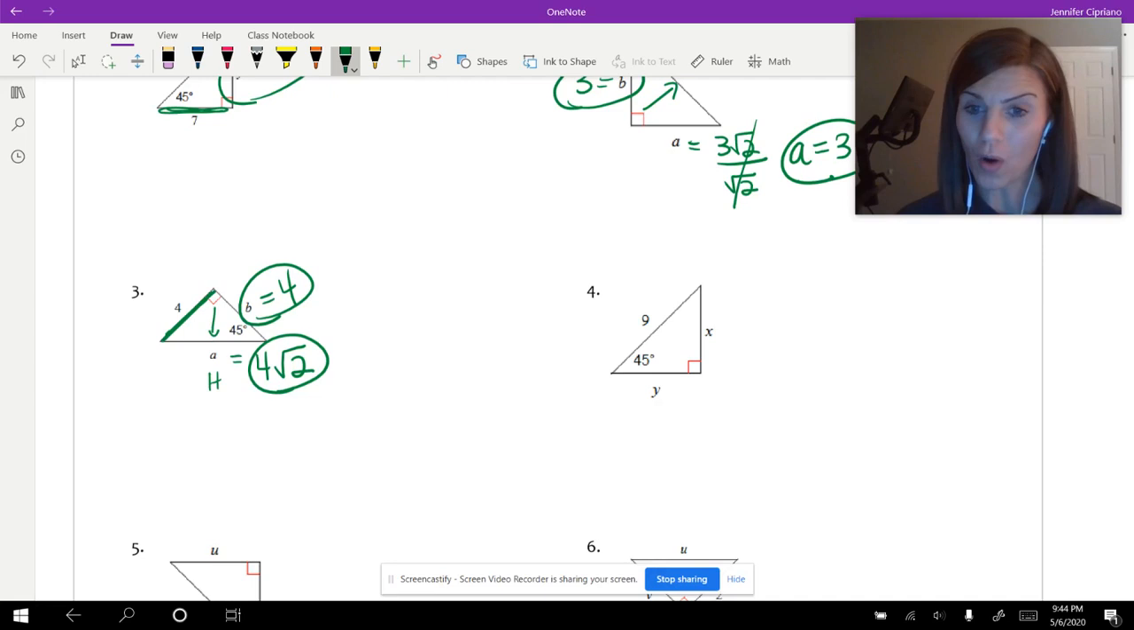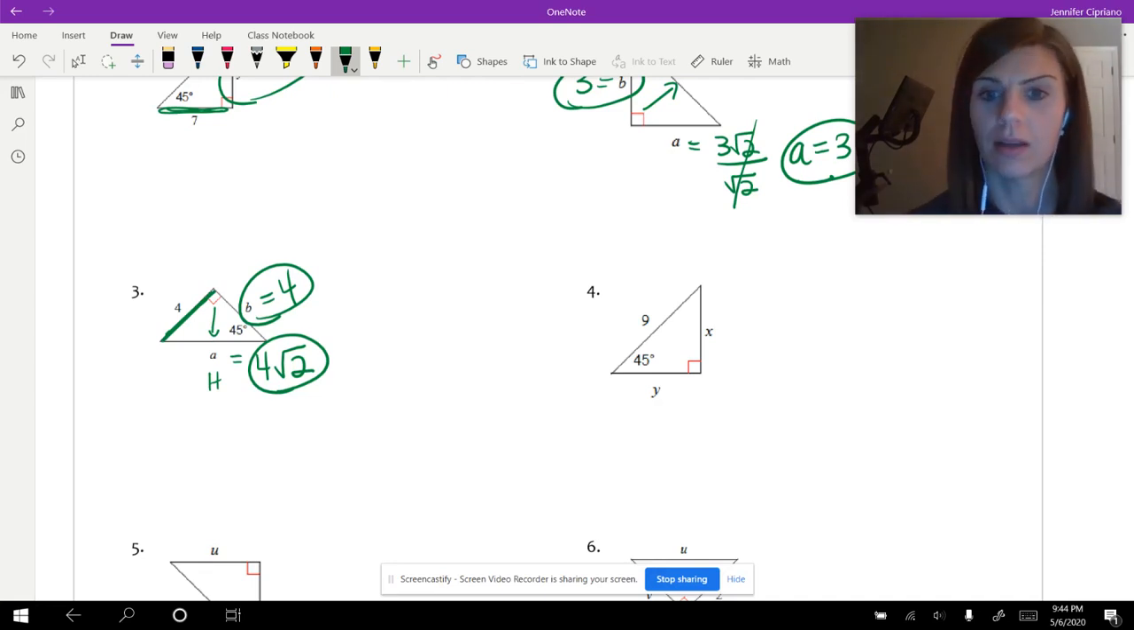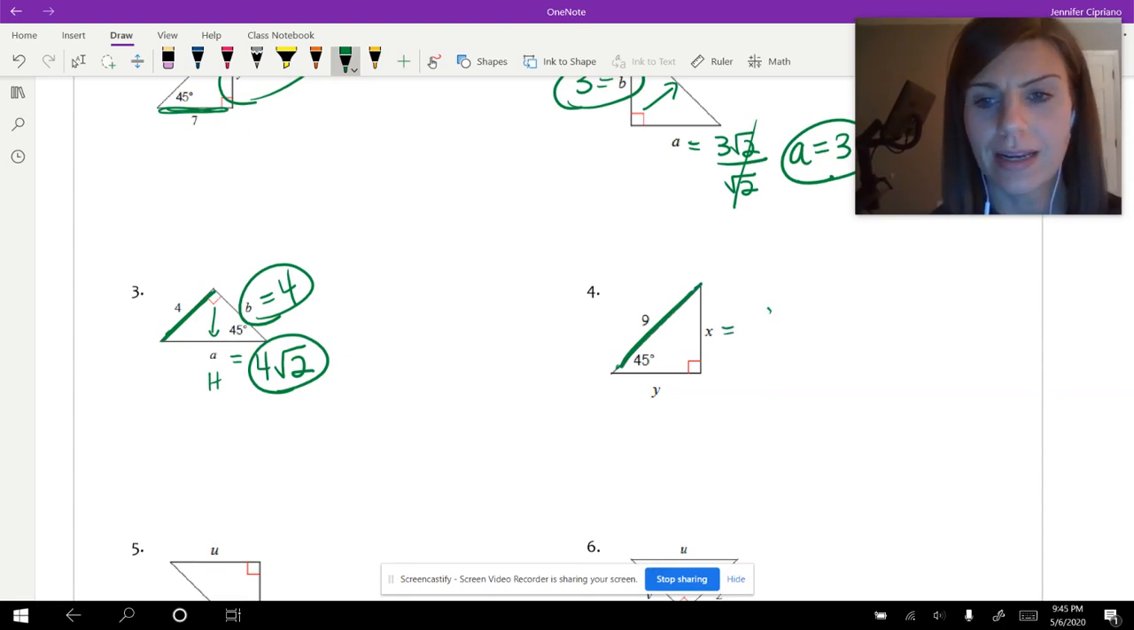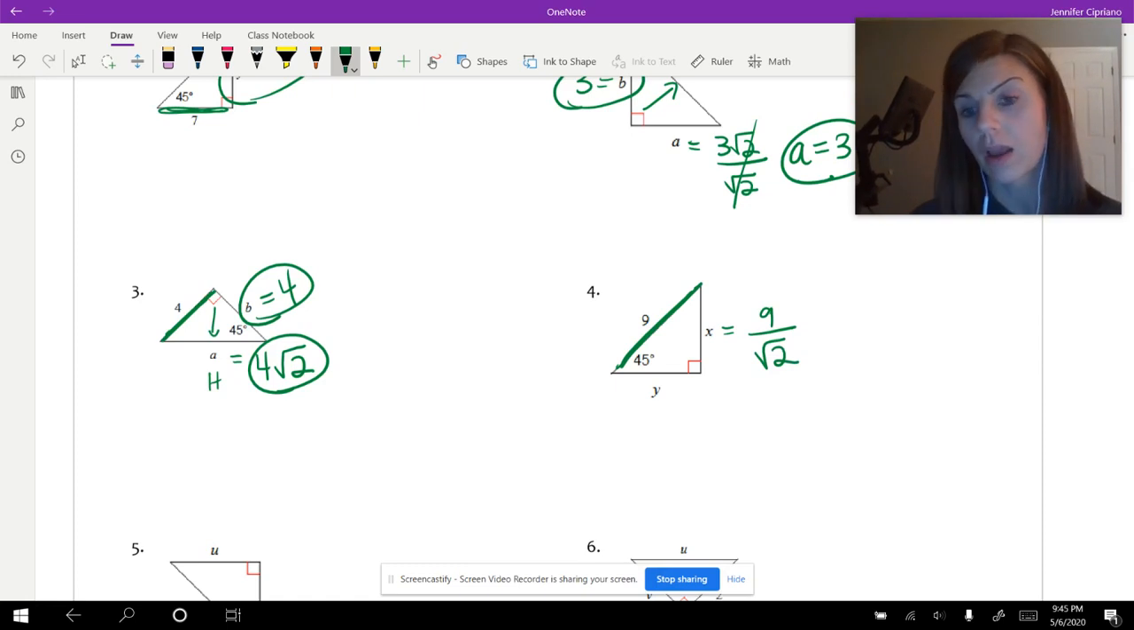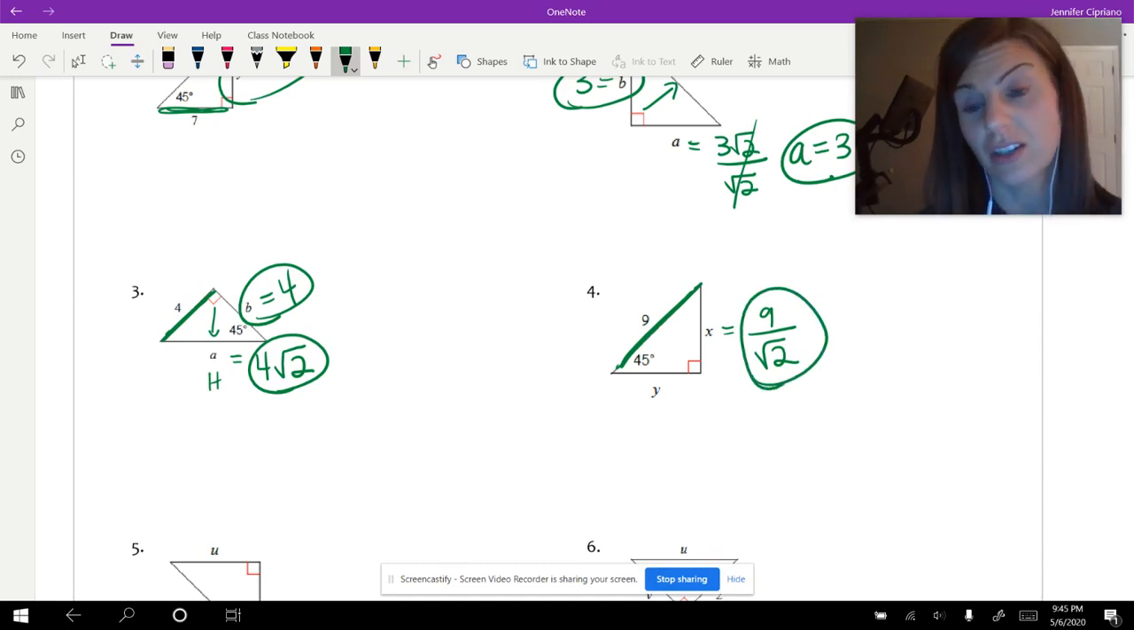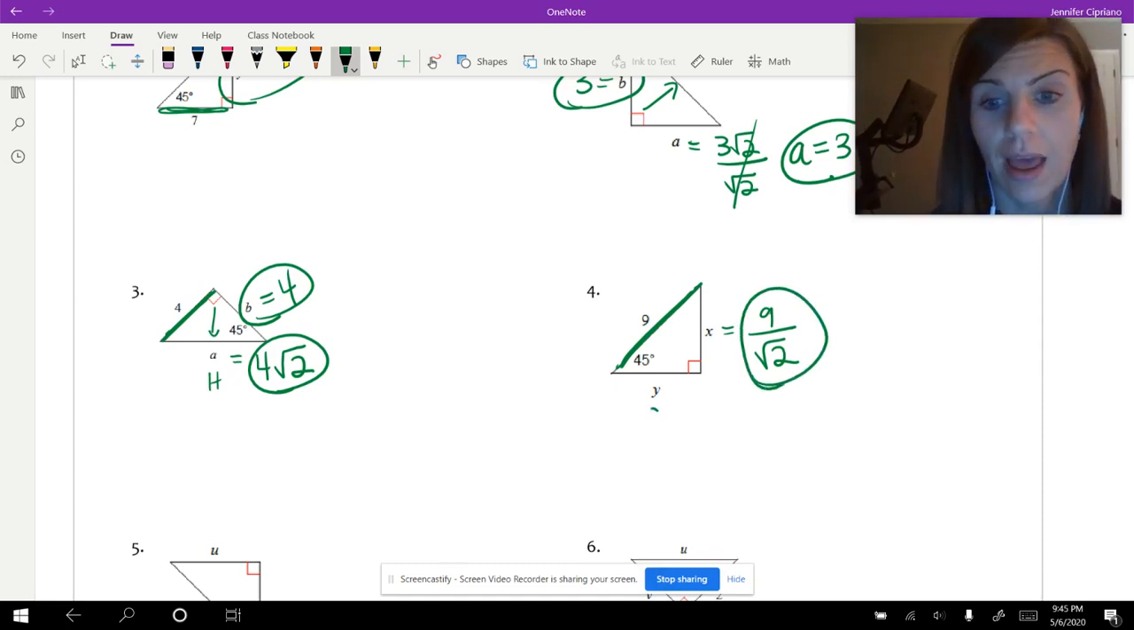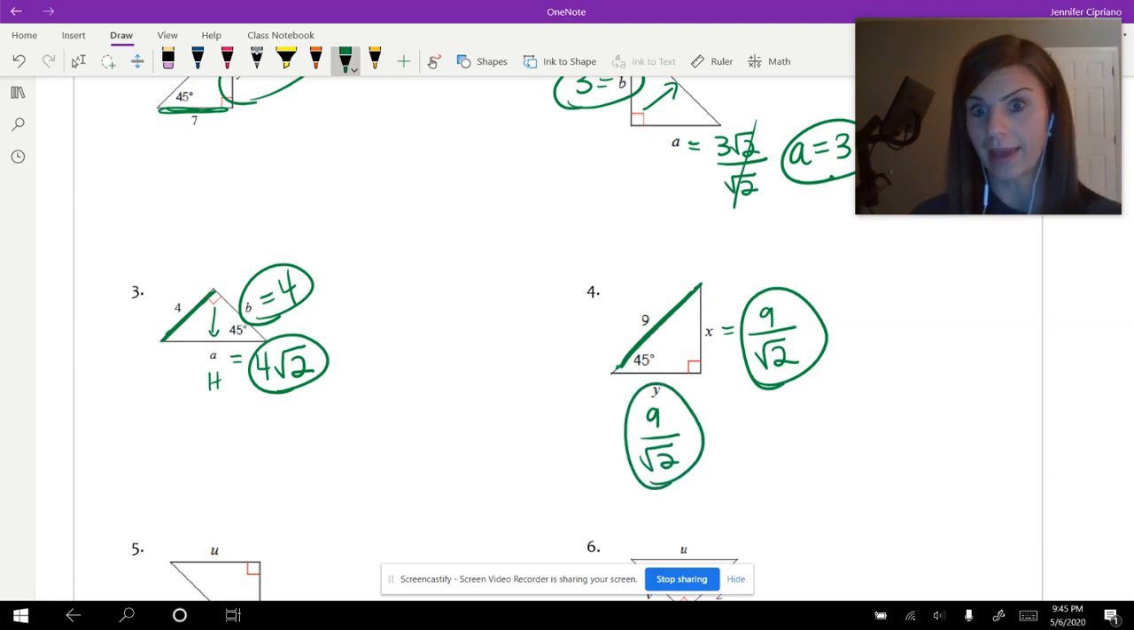In number 4, this time we were given a hypotenuse. 9 is the hypotenuse. So to find the legs, we need to divide that measurement by the square root of 2. In this one, there's not a square root for it to cancel with, so we would actually just leave this as our final answer, and that's also going to be our measurement for leg Y.